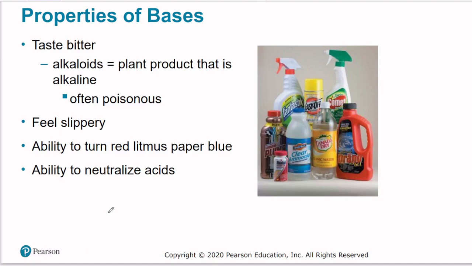Next we have the bases. Most foods are actually acidic because bases taste bitter. The alkaloids are often bases. These are plant products that contain nitrogen that act as bases, and these are often toxic, which is why they taste bitter to us, because it wouldn't be beneficial for us to eat toxic substances. Bases tend to feel slippery in your fingers. If you rub your fingers together after touching a base, they have that slippery feel. They turn red litmus paper blue, and they have the ability to neutralize acids.